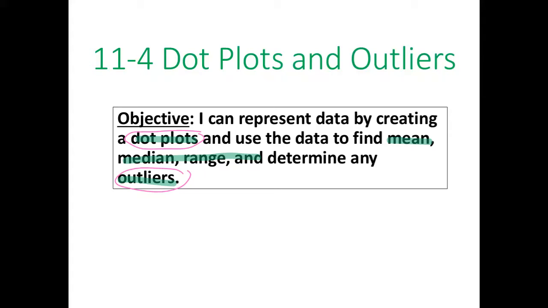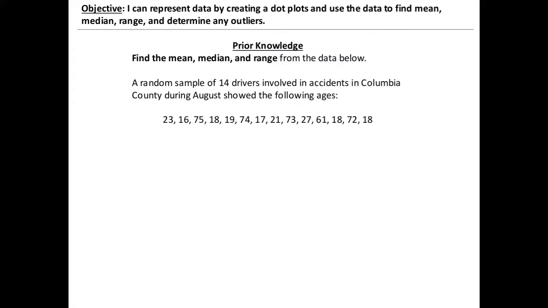All right, so if you guys did not copy the objective down by now, it is at the top of the slide over here. You guys can copy it. But for prior knowledge here, it says we need to find the mean, the median, and the range from the data below. So if you remember, to calculate the mean, you want to take the sum of all the numbers and divide by the number of values.